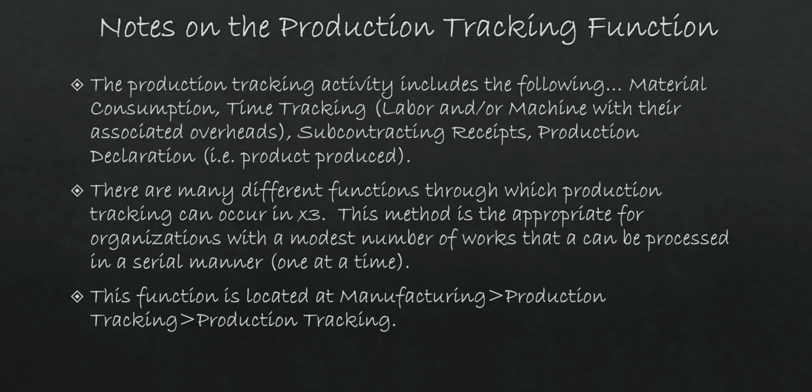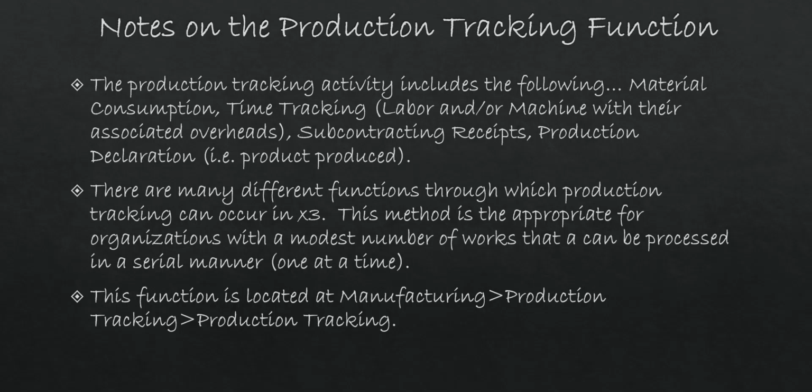There's a means of doing a production tracking to record subcontracting services. So if part of the manufacturing process of a particular product involves outside subcontractors, there's a way to recognize that within the system. Then finally, there is what we call the production declaration, meaning how much of the particular finished good was made on the job.